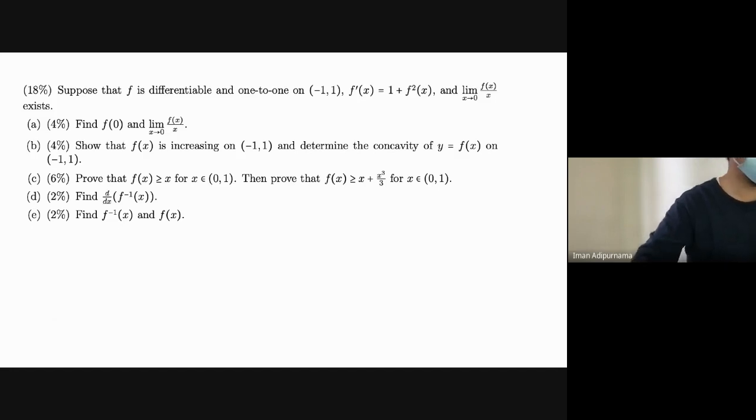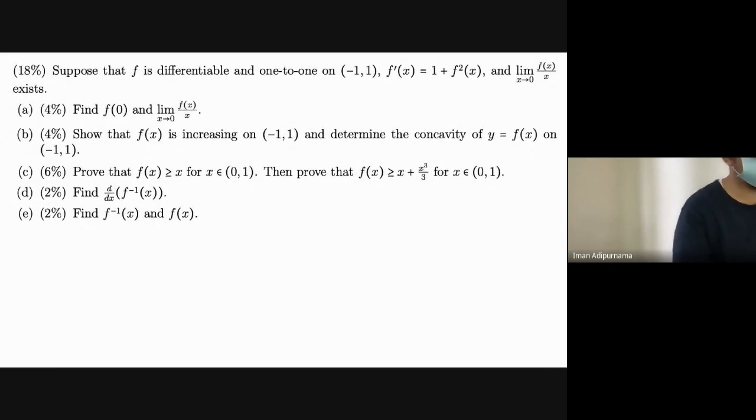So we need to see this question. Suppose you have the function f, differentiable and one-to-one on some interval from -1 to 1. f prime, the first derivative, is 1 plus f squared of x. The limit as x approaches 0 of f of x over x exists. Find f(0) and find the limit of f of x over x.